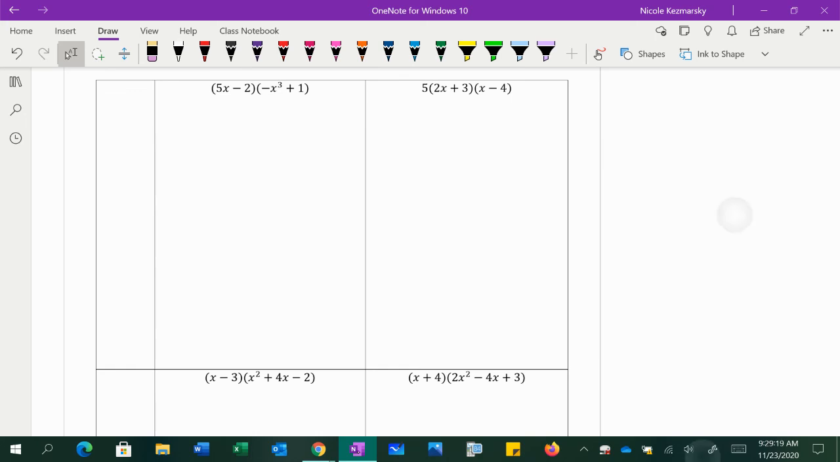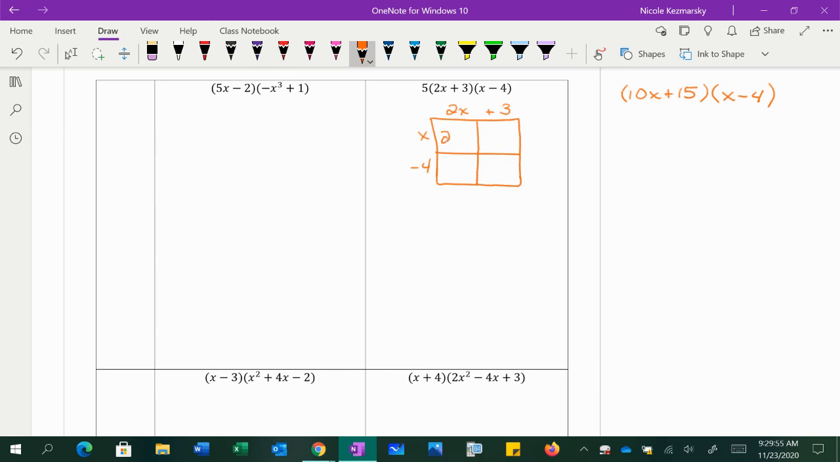So I could say 10x plus 15 and then x minus 4 and set up my box that way. Or I could set the 5 off to the side and I could do my box. So here's my box with the two sets of parentheses only. So 2x plus 3 and x minus 4.